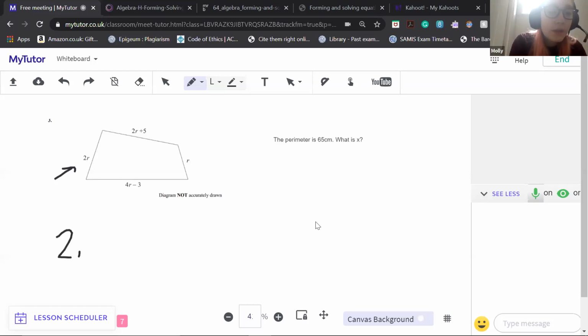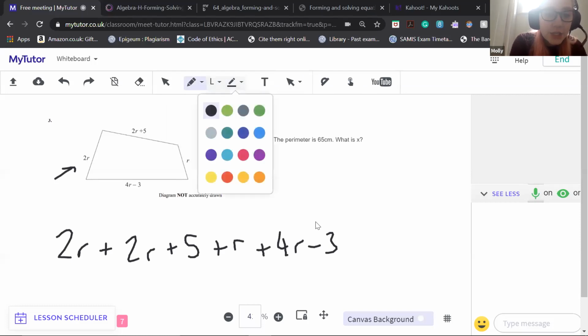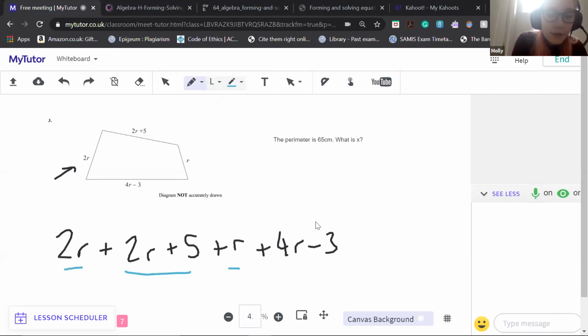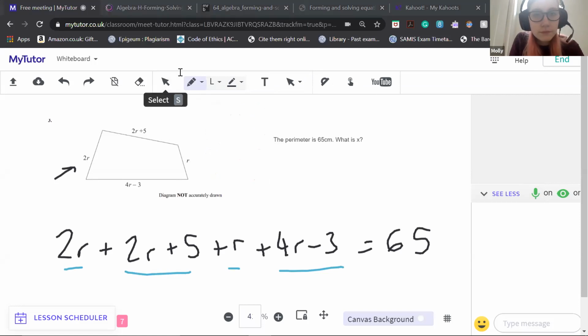So 2r plus 5 plus r plus 4r minus 3. That's the perimeter. You see how we've taken each side length and added them together. And then because the perimeter is 65, we say that that is equal to 65. Sometimes they like to throw in letters that aren't r. So have a go. How do you think you can simplify that?